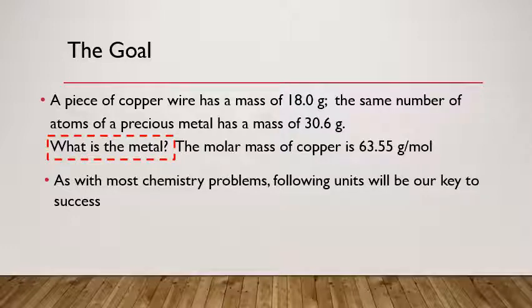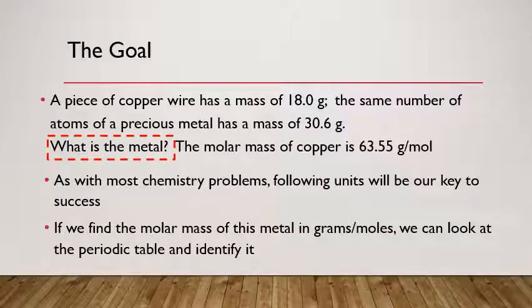With most chemistry problems, following units will be the key to successfully solving it. What we want to do is find the molar mass of the metal. The units we're looking for are grams per mole. Once we have grams per mole, we can look at the periodic table and match that molar mass with the atomic masses that are listed on the periodic table. That will allow us to find what the metal is.